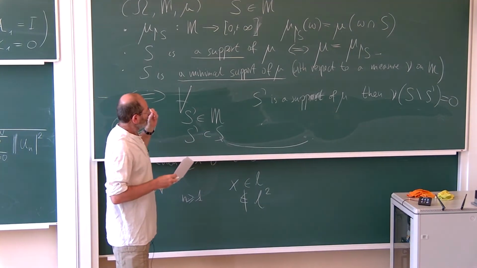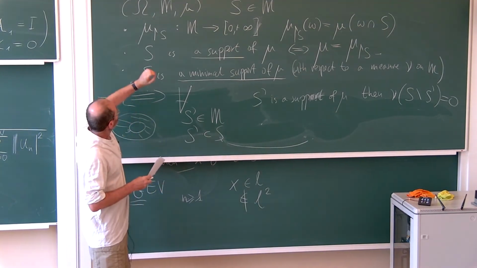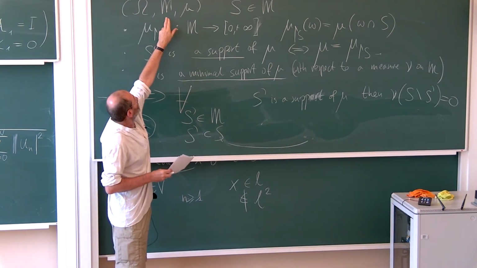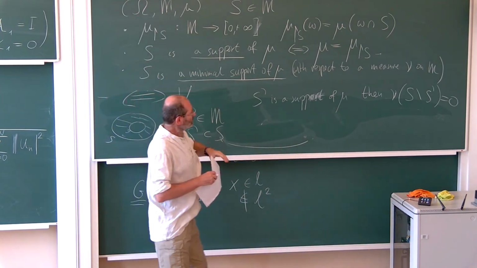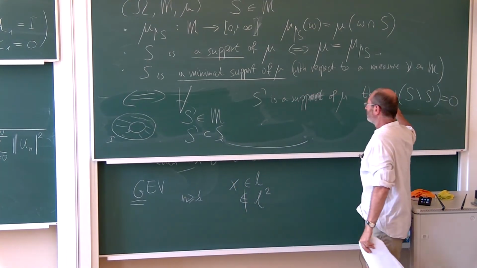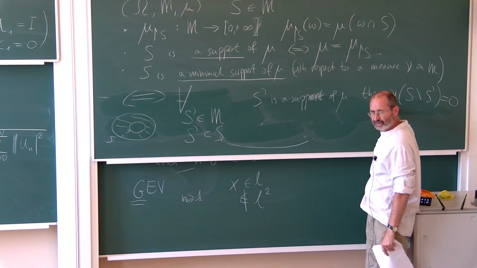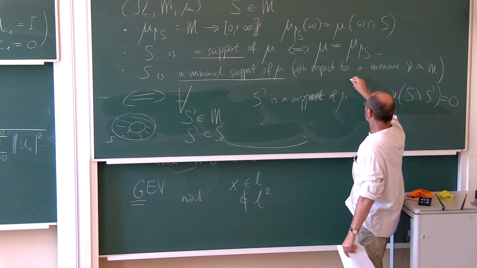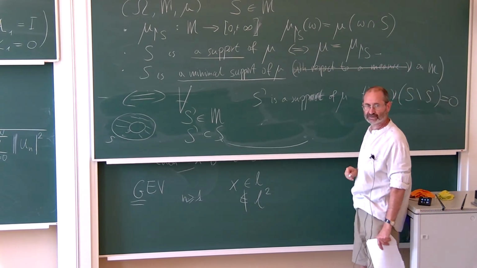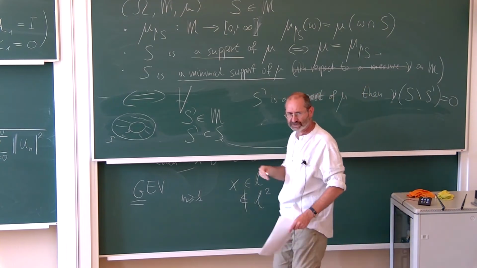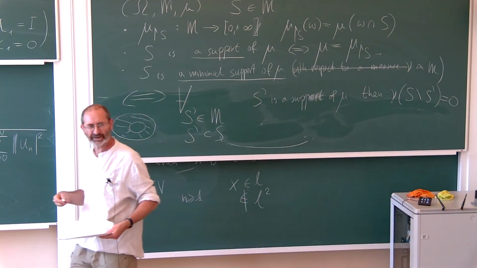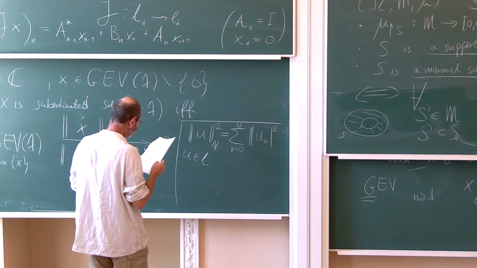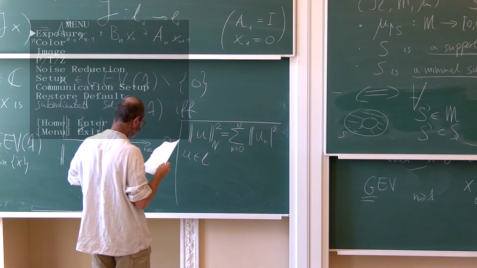And in the case when we consider the Borel real line and the Borel sigma algebra, and this extra measure is the Lebesgue measure, we will just say that this is a minimal support, without this, okay? For short. Minimal means minimal with respect to the Lebesgue measure, okay?